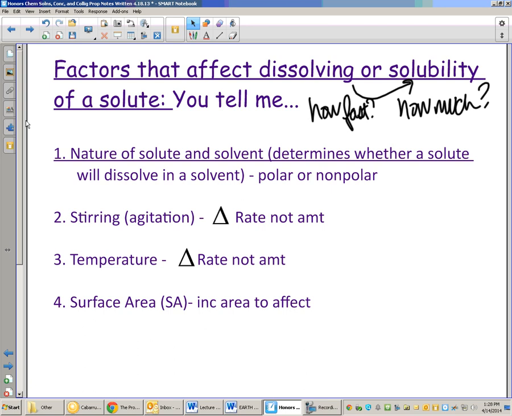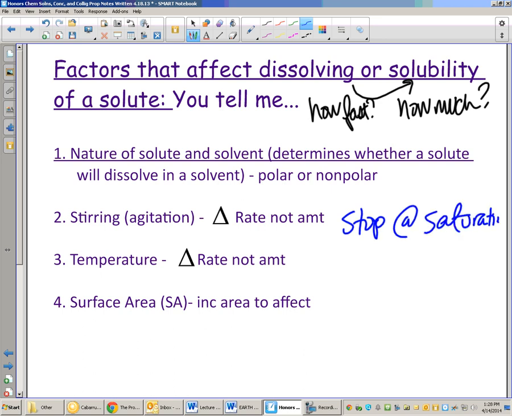The second thing is stirring something, or agitation. Now that doesn't mean if I stir to infinity and beyond, it's going to keep on dissolving. It's going to stop at the saturation point. Stirring will change the rate of dissolving, but not the amount that dissolves. So it's going to stop at saturation.